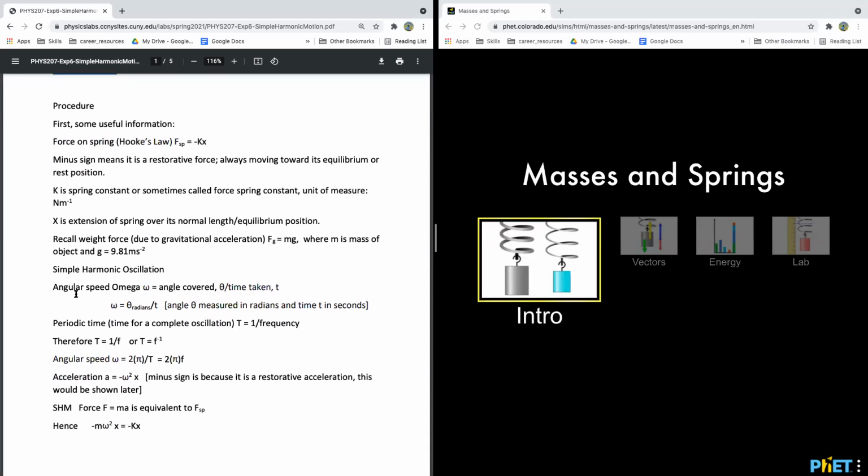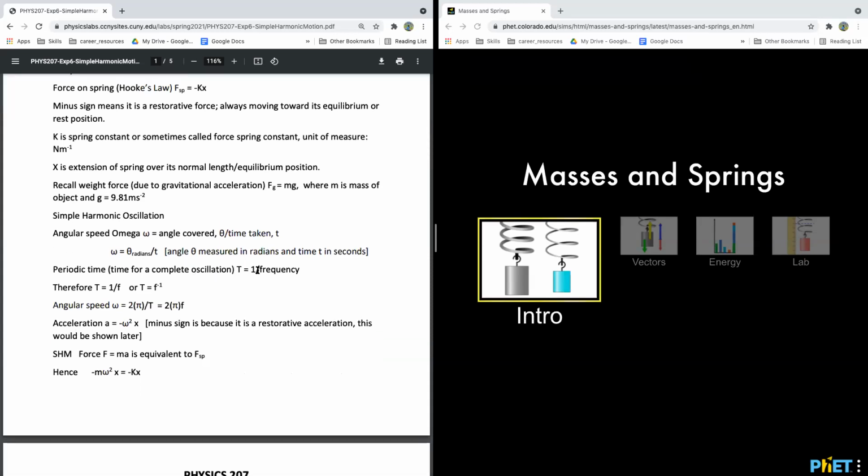So for the simple harmonic oscillation, angular speed omega equals theta over time, where theta is the radian, the total angle you crossed. Then you divide it by the time, and it's your angular speed. The periodic time means the time for a complete oscillation. It also equals 1 over the frequency. Frequency means how long it takes for one circulation. Therefore, T equals 1 over f. The angular speed omega is 2 pi over T, where T is periodic time and 2 pi is the total circle. And the acceleration a equals minus omega squared x.